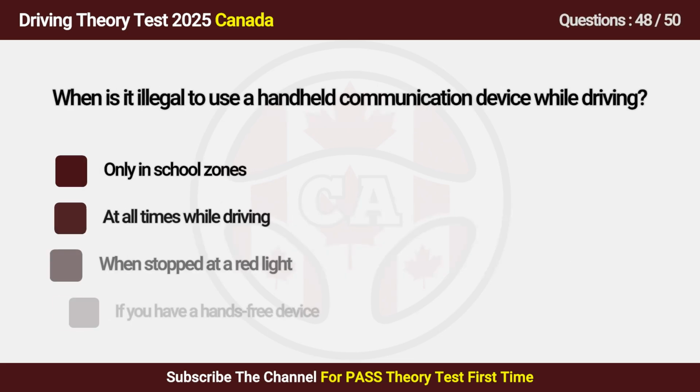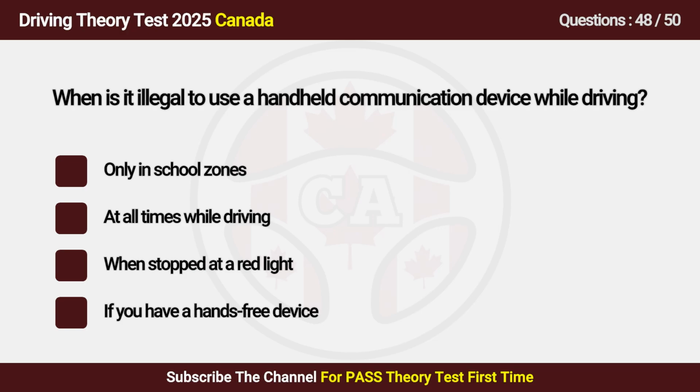Question 48. When is it illegal to use a handheld communication device while driving? A. Only in school zones. B. At all times while driving. C. When stopped at a red light. D. If you have a hands-free device.